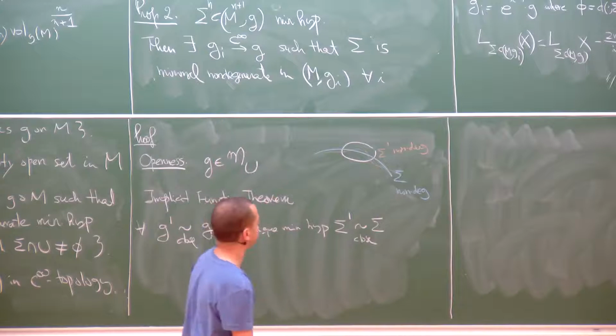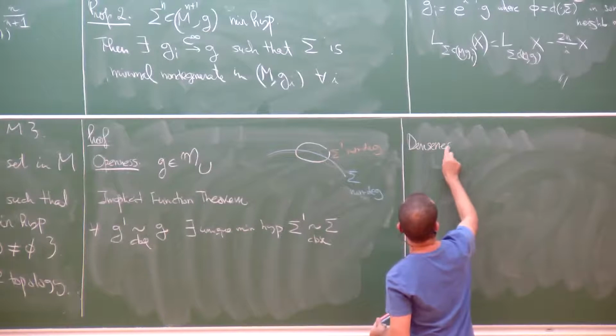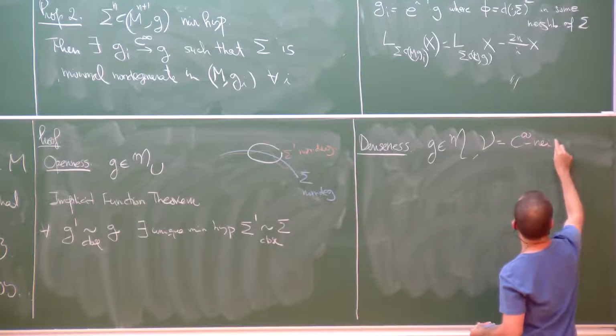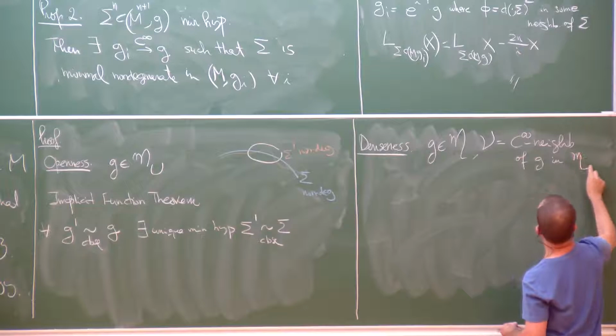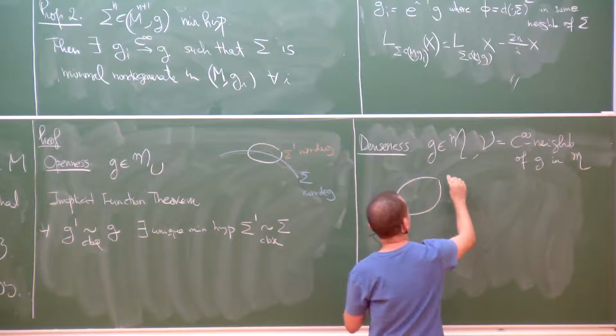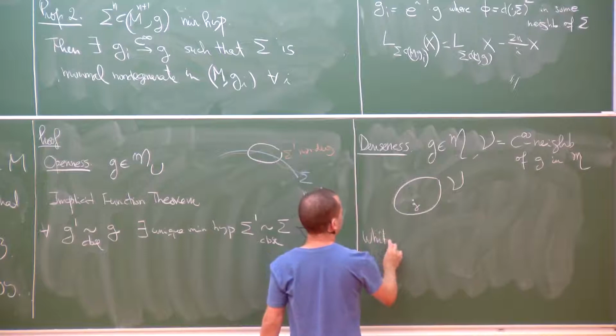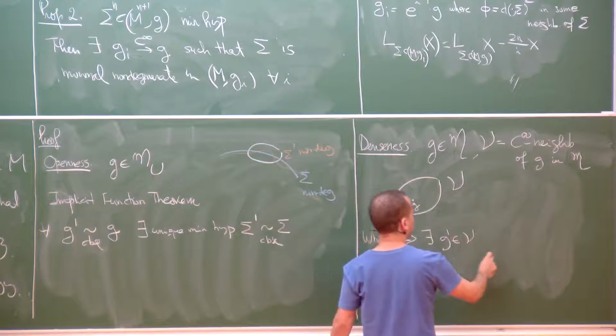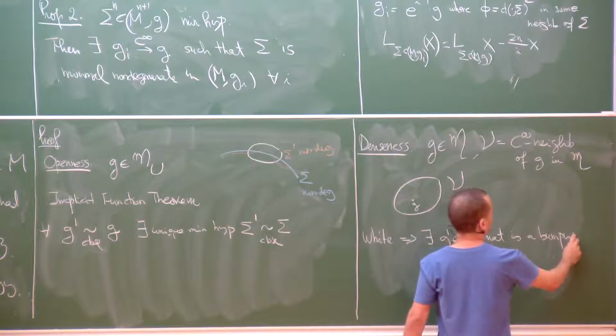So now, let me explain denseness. You give me an arbitrary metric G on M. I take some neighborhood of G in the space of metrics, a C-infinity neighborhood. First, by Brian White, because generic implies dense, I know that there will be a metric in this neighborhood that is bumpy. So White proves that there exists some G prime in this neighborhood that is a bumpy metric.